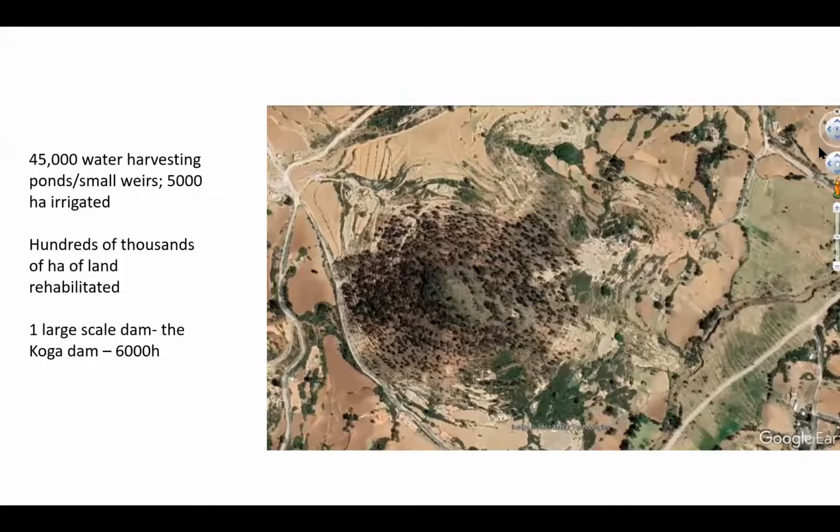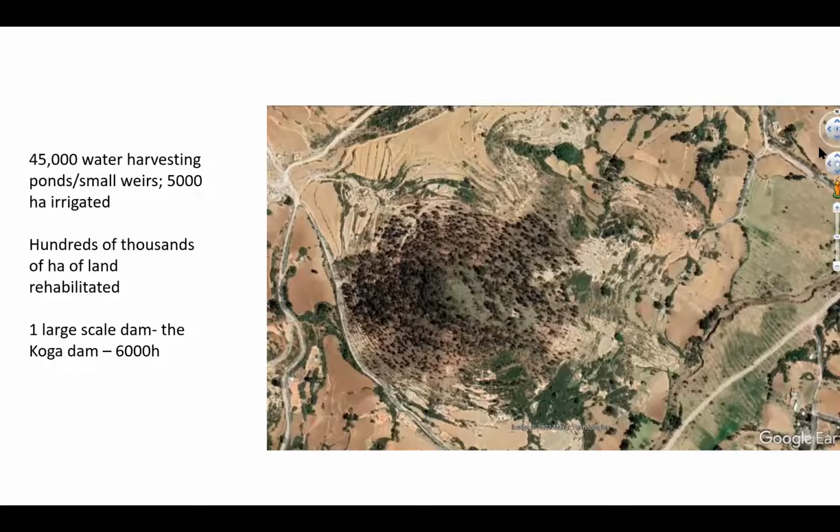As a result of the SDPRP, several thousands, in fact 45,000 ponds were built in Ethiopia. Small-scale weirs and small dams were also constructed. 5,000 hectares of land were put under irrigation under the program. And this is very, very small when compared to 18 million hectares of land which is under rainfed agriculture. Hundreds of thousands of hectares of degraded land have been rehabilitated.